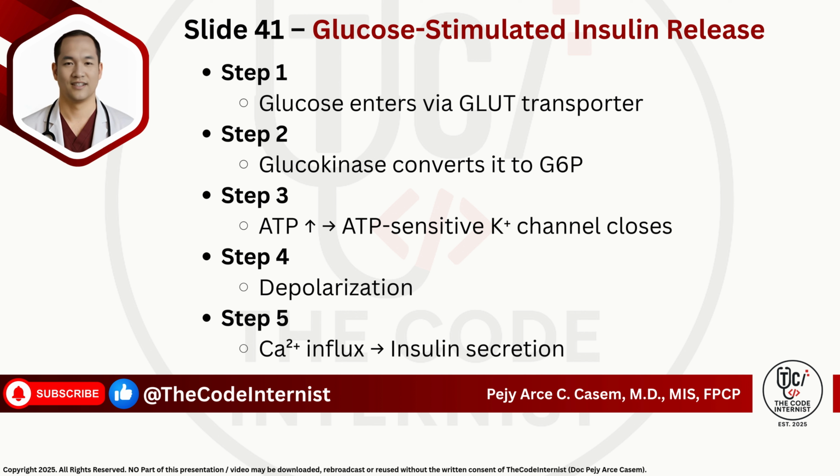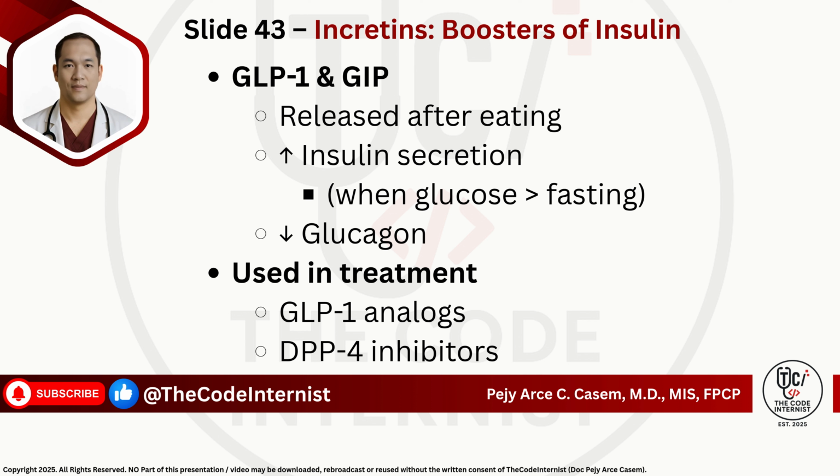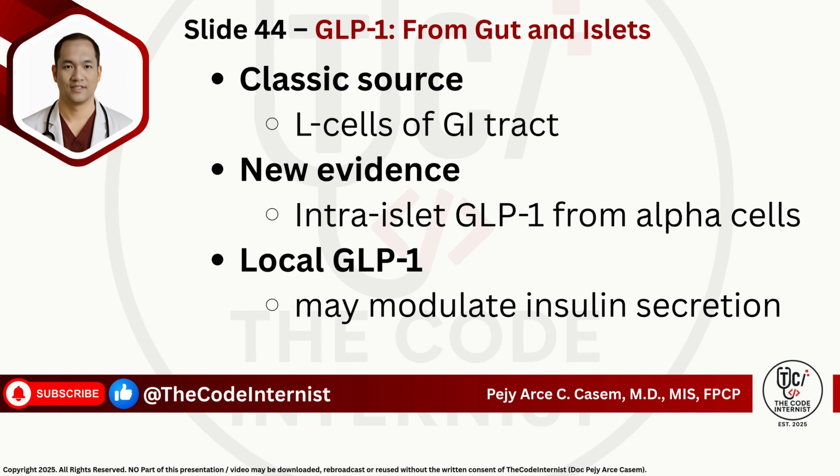Incretins are hormones like GLP-1 and GIP that are released after eating. They help increase insulin secretion, but only when blood sugar is already elevated, and they also suppress glucagon, which helps prevent the liver from making too much sugar. Medications like GLP-1 analogs and DPP-4 inhibitors mimic or enhance these hormones and are now widely used in type 2 diabetes treatment.